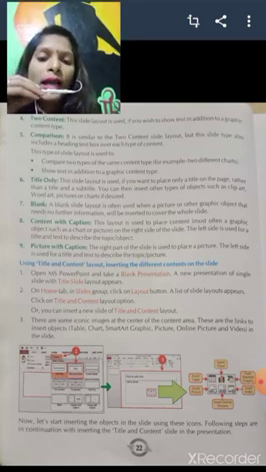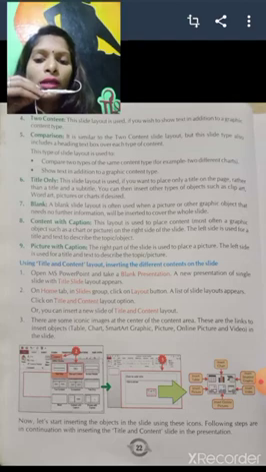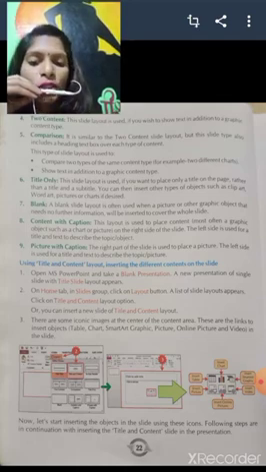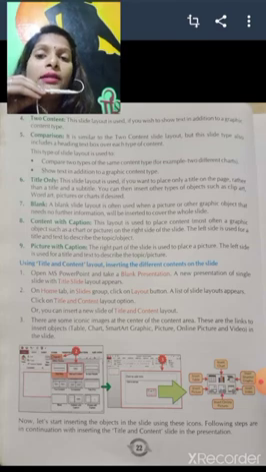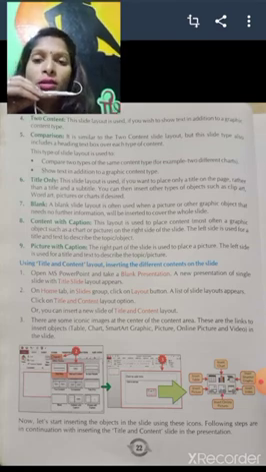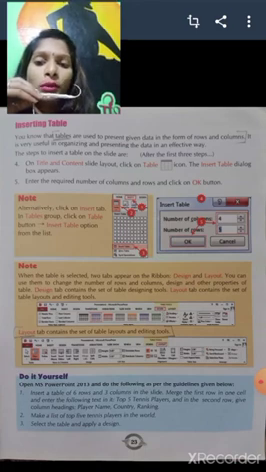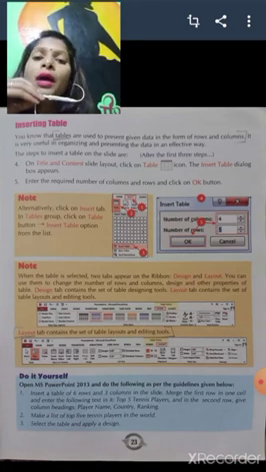After putting that, we can select the content which you want to insert in a particular presentation slide. Now let us start inserting the objects in the slide using these icons. Following steps are in continuation with inserting the title and content slide in the presentation. So here it's selected title and content slide layout in the presentation. Okay, next is how to insert a table. We'll see how to insert a table.